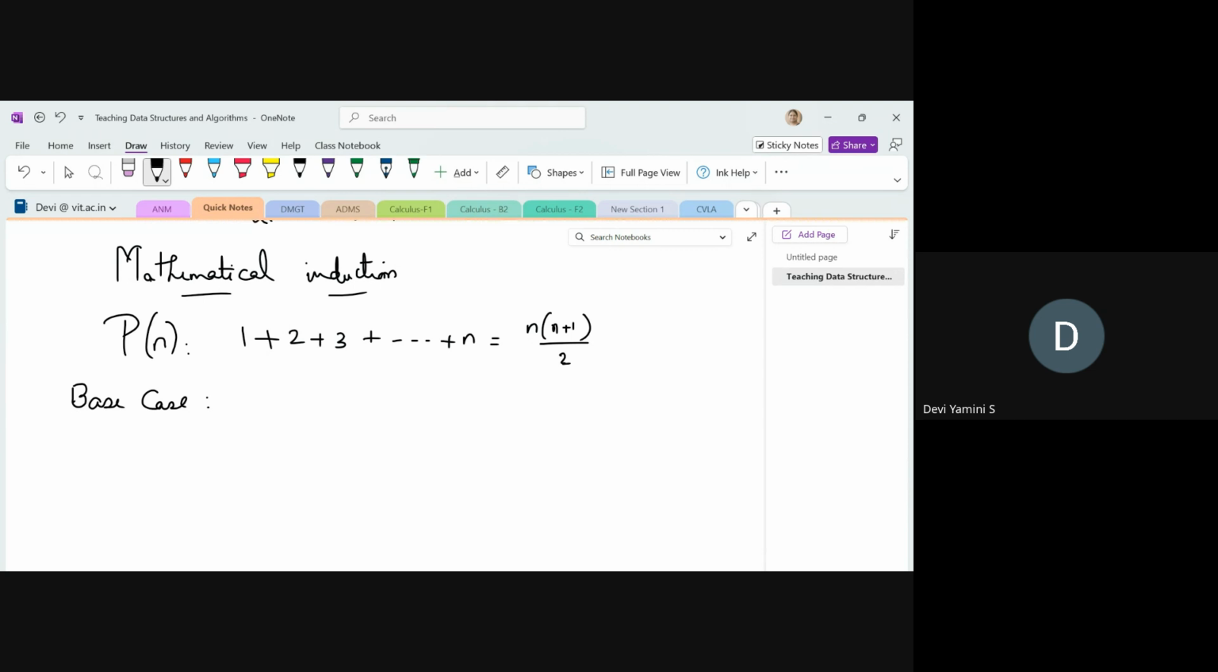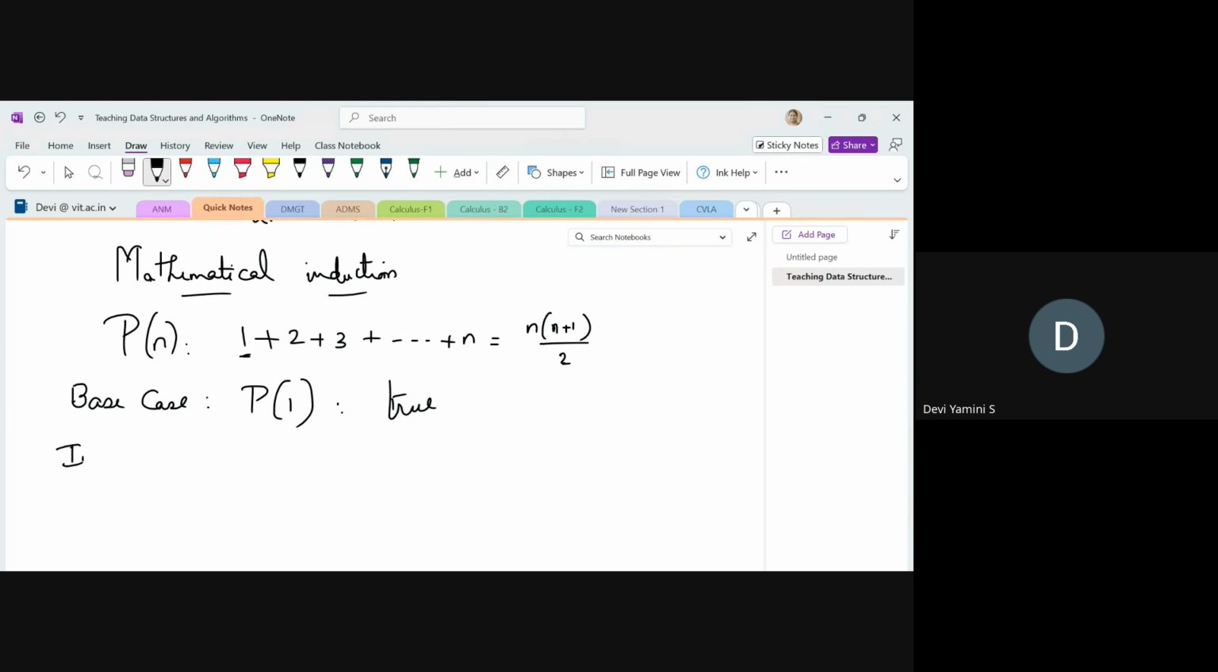Now the base case is nothing but we consider n is equal to 1, or you can consider n is equal to any fixed number. So when I consider n as 1, the left hand side is going to contain only 1. What about the right hand side? It is 1 into 2 by 2. You ultimately end up with 1. So this statement holds for n is equal to 1. So P of 1 is true. We are able to verify that when n is 1, this statement holds. This is nothing but the base case.